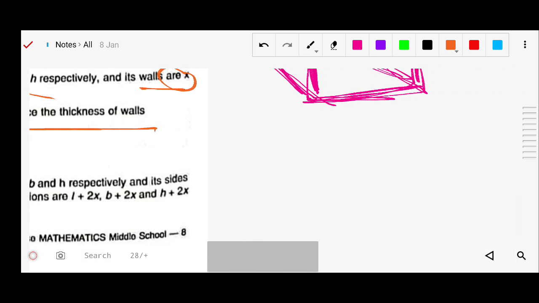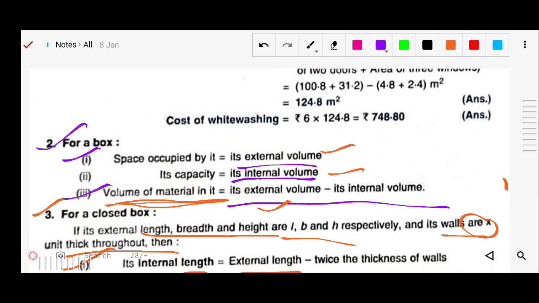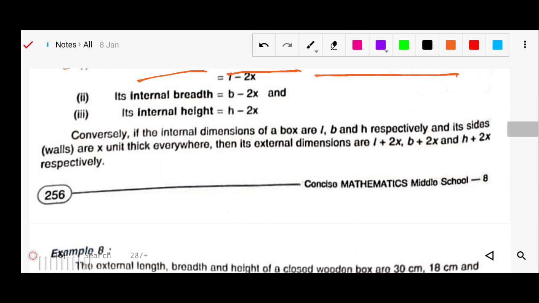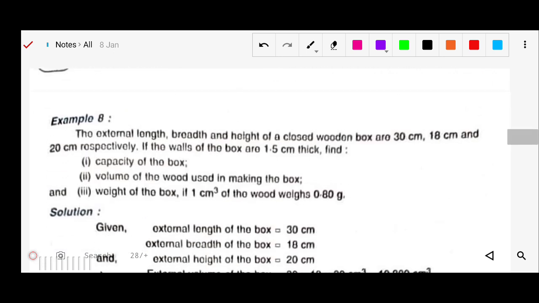Why is it twice? Because it will be added on both sides, this side as well as this side. This thickness is x and this side also x, so combined it is 2 times x, which is twice the thickness of the wall. So the internal length is L minus 2x, the internal breadth is B minus 2x, and the height likewise, because 2x was subtracted. For the closed box, these are the formulas.